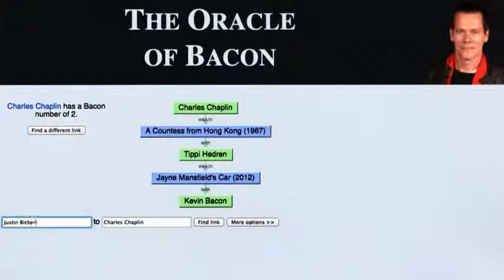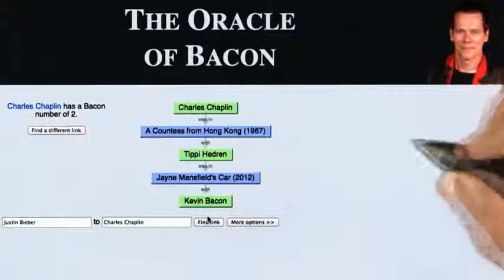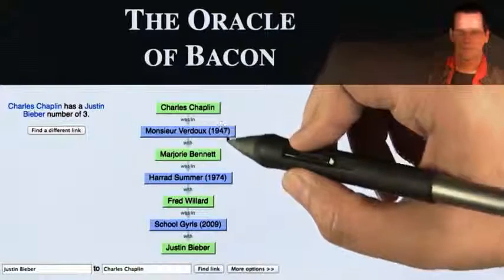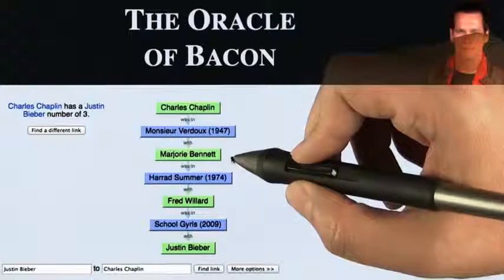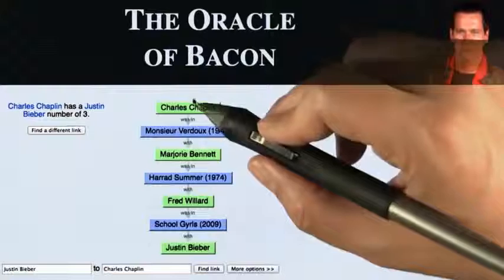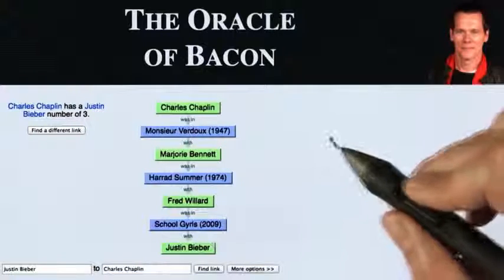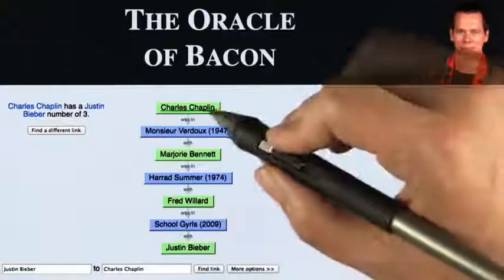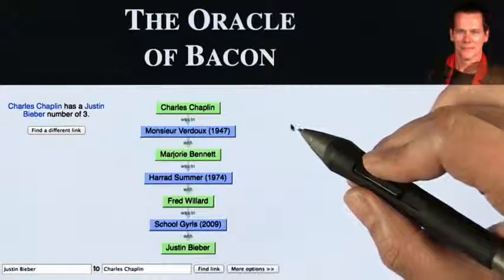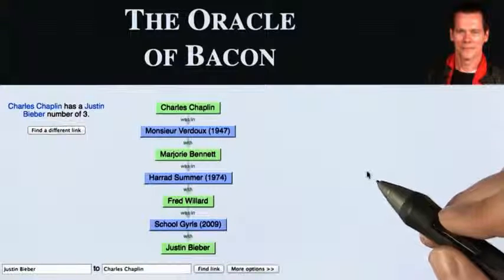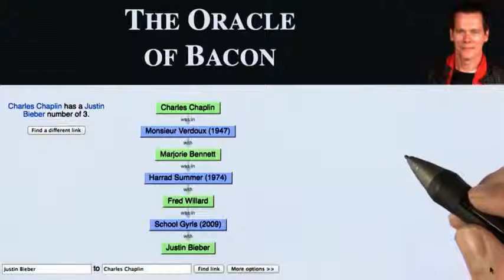We'll see that ends up being more than 2 links, at least I expect. 3, 4, 3. So Charlie Chaplin, to Marjorie Bennett, to Fred Willard, to Justin Bieber. 1, 2, 3 links. So the movie graph is just not really all that wide, at least among the people that are reasonably well known. But that gives you a feel for the way that the problem works. Now let's talk about how we can actually solve this algorithmically.